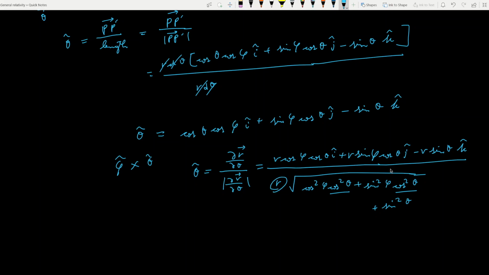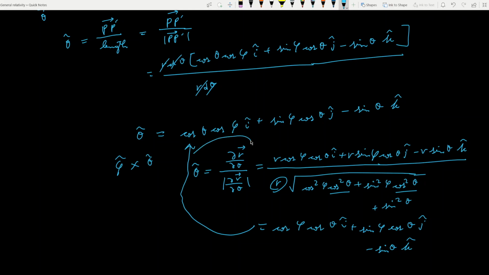Now if you cancel out the r's from the top, we are left with just cos φ cos θ in the î direction plus sin φ cos θ in the ĵ direction minus sin θ in the k̂ direction, which is basically the thing we proved using vectors. You can see that these terms match right here. So that's our definition of unit vector.